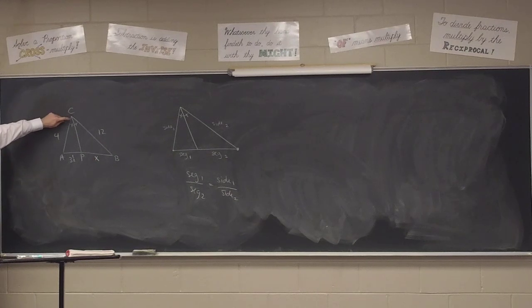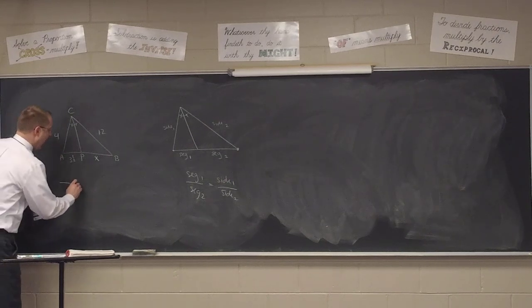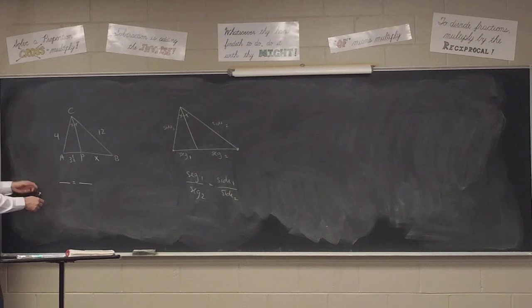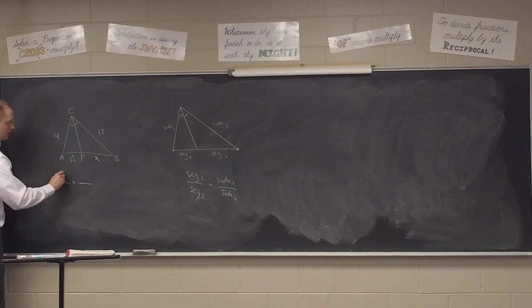Anytime there's an angle bisector, what's the proportion? Segment is to segment as side is to side. Say it with me. One more time. Segment is to segment as side is to side. How will I plug in the values for segment is to segment as side is to side? Genesis? Segment is to segment. What are my segments? As side is to side.